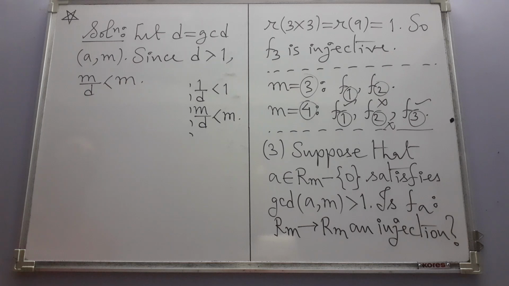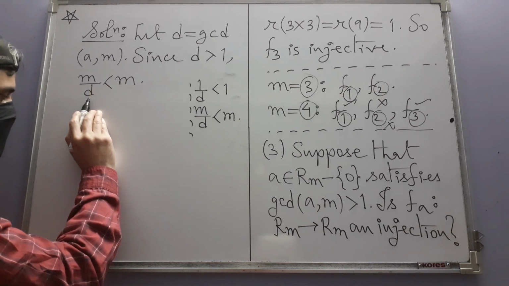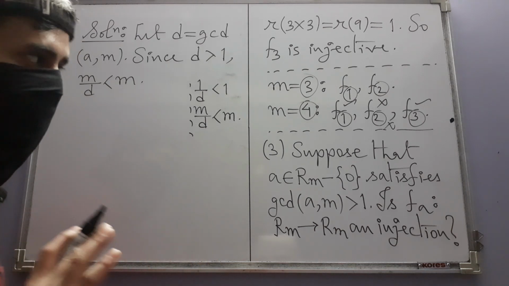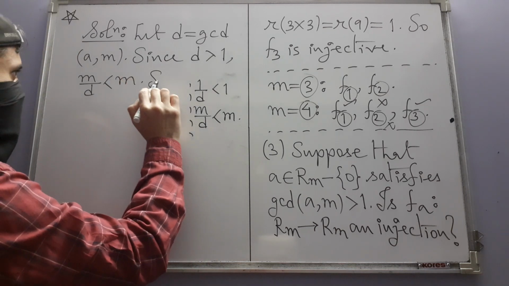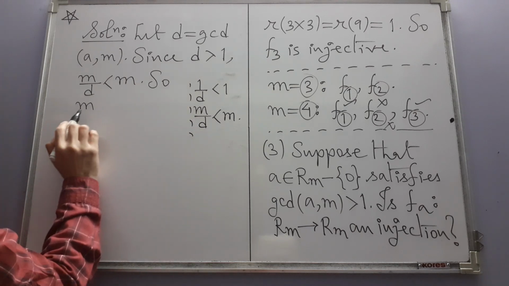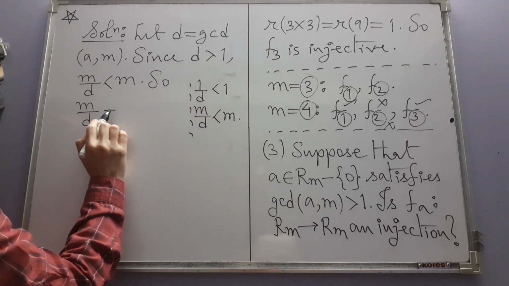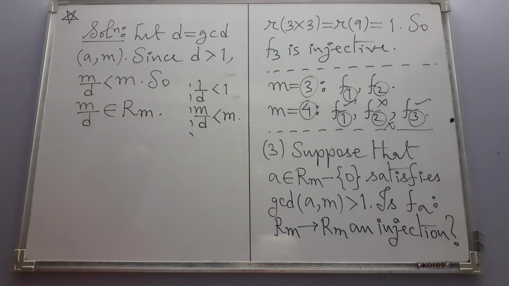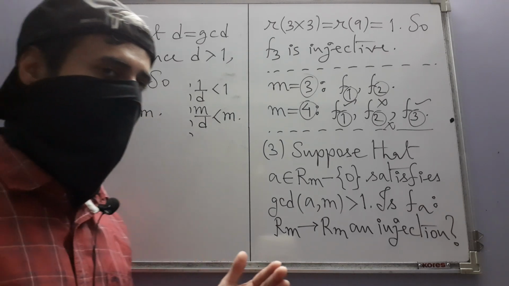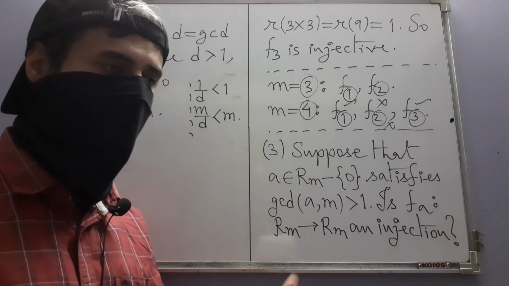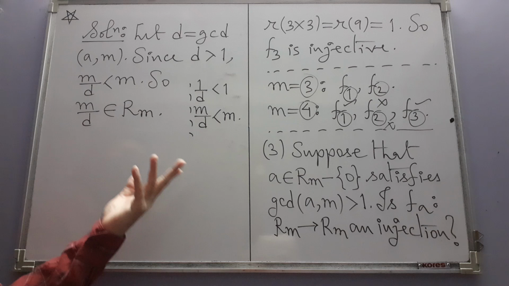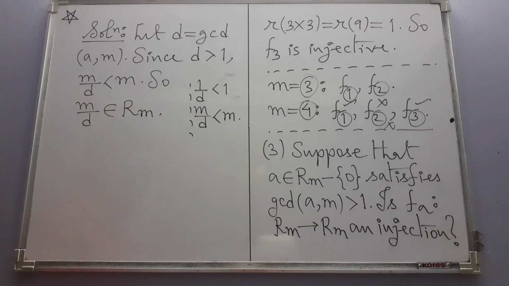All right. So m over d is a positive integer less than m, and that makes m over d an element in Rm, isn't it? Because Rm is the set of all non-negative integers less than m. A positive integer also, of course, is a non-negative integer, and it's less than m, so it belongs to Rm.